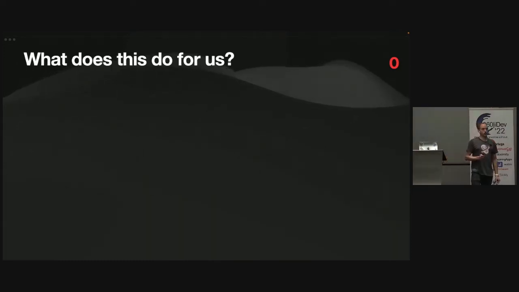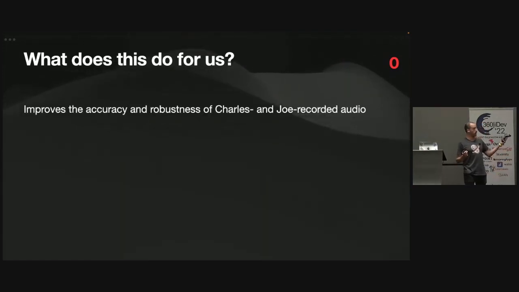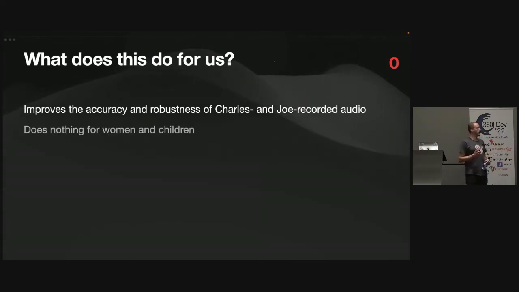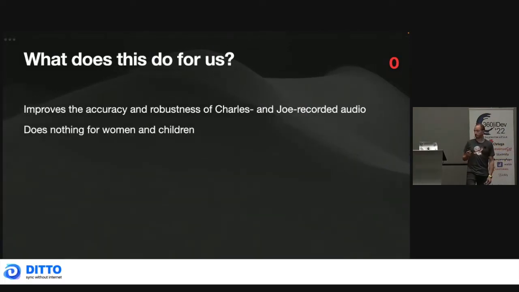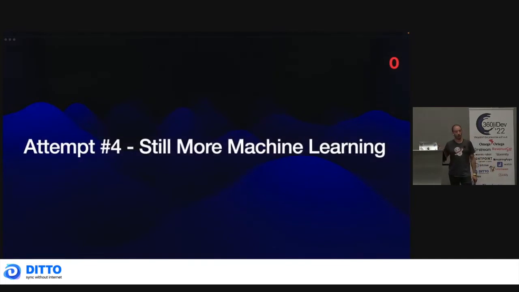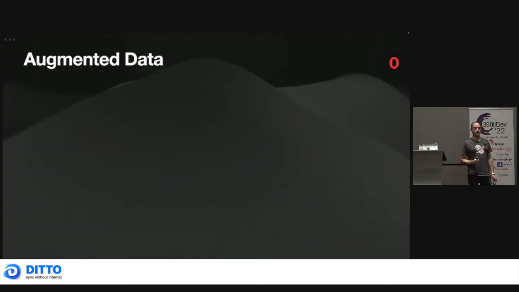But what does this do for us? We just trained on more data of Charles and Joe. So it improves the accuracy of the model for Charles and Joe. It does nothing for women or children. So we're going to do something about this with even more machine learning. We're going to augment the data.